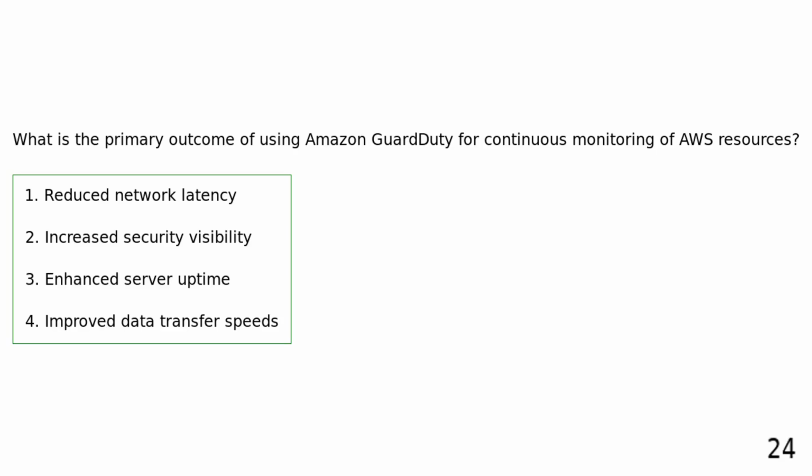What is the primary outcome of using Amazon GuardDuty for continuous monitoring of AWS resources? Reduced network latency. Increased security visibility. Enhanced server uptime. Improved data transfer speeds.